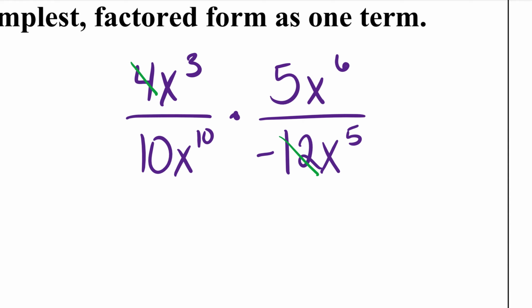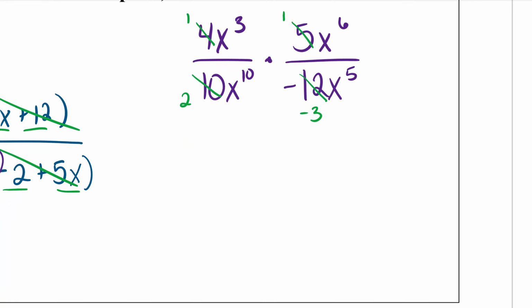Because look, I have 4 and 12. That would be a 1 and a negative 3. Then I got 5 and 10. That would be a 1 and a 2. Okay, let's do that. I'm going to do one thing at a time. I don't want to go too fast. So at the top, I have 1 times 1, so 1 times 1 gives me 1. I have 3 x's and then 6 x's, so that gives me 9 x's. On the bottom, I have 2 times negative 3 is negative 6.